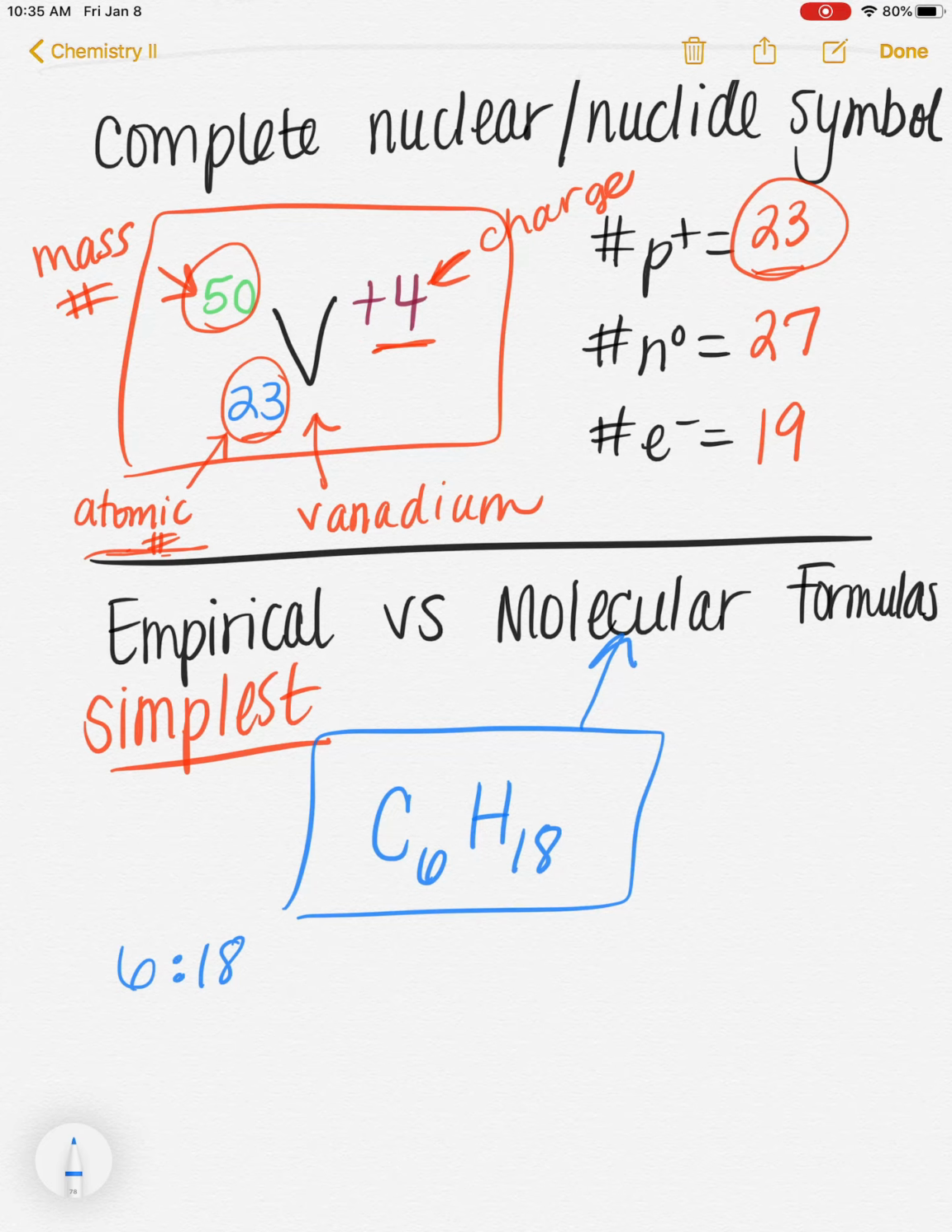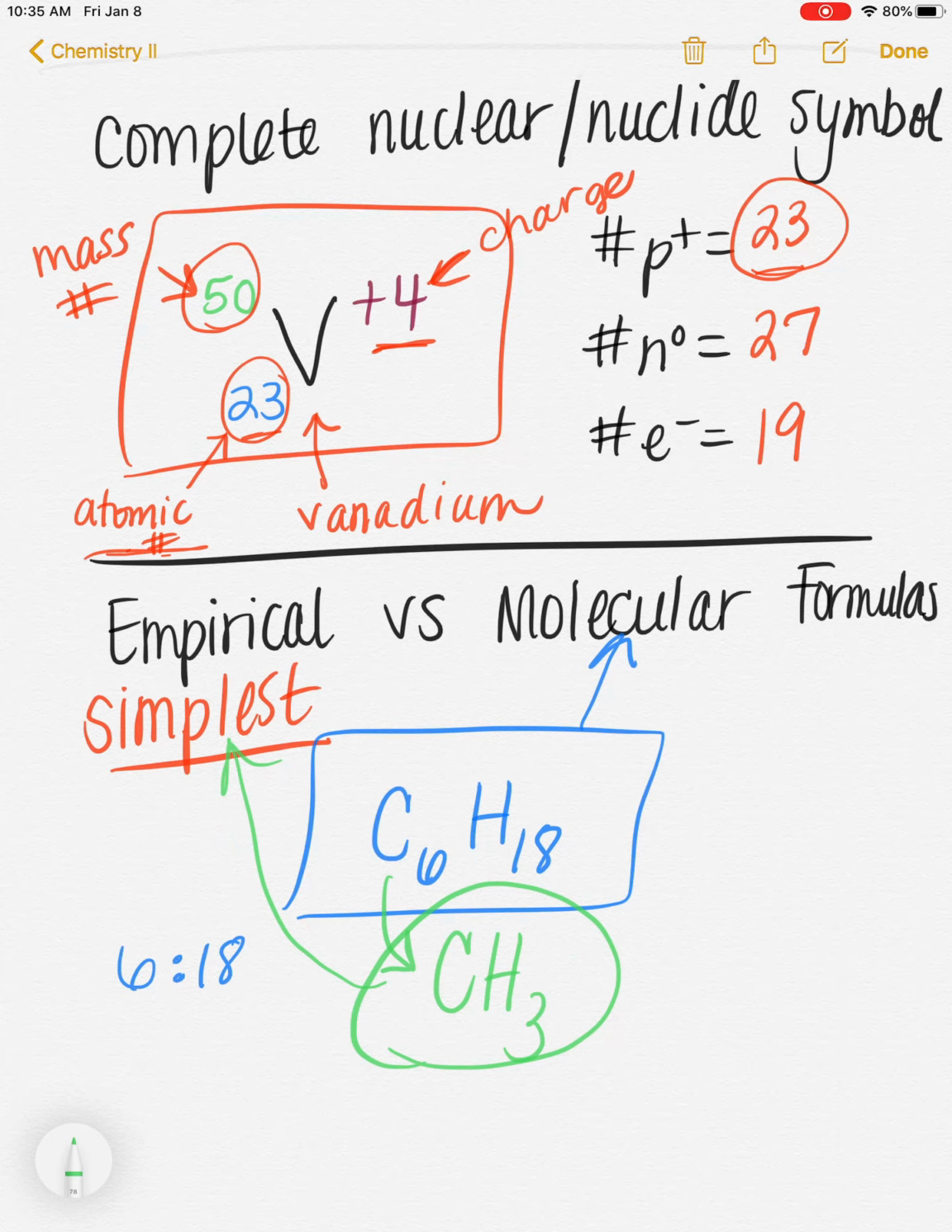If I was asked to turn it into an empirical formula, I would have to reduce it and basically divide each of those numbers by the common divisor. So 6 divided by 6 is going to give me 1, and 18 divided by 6 is going to give me 3. So the empirical formula for this molecule would be CH3. So molecular formulas are not necessarily in simplest form, and empirical formulas have been reduced to their simplest form.